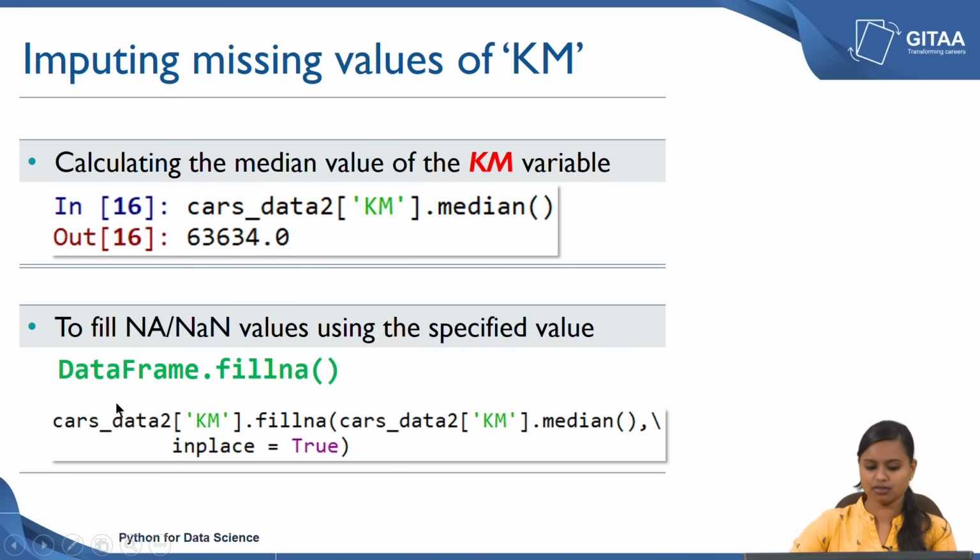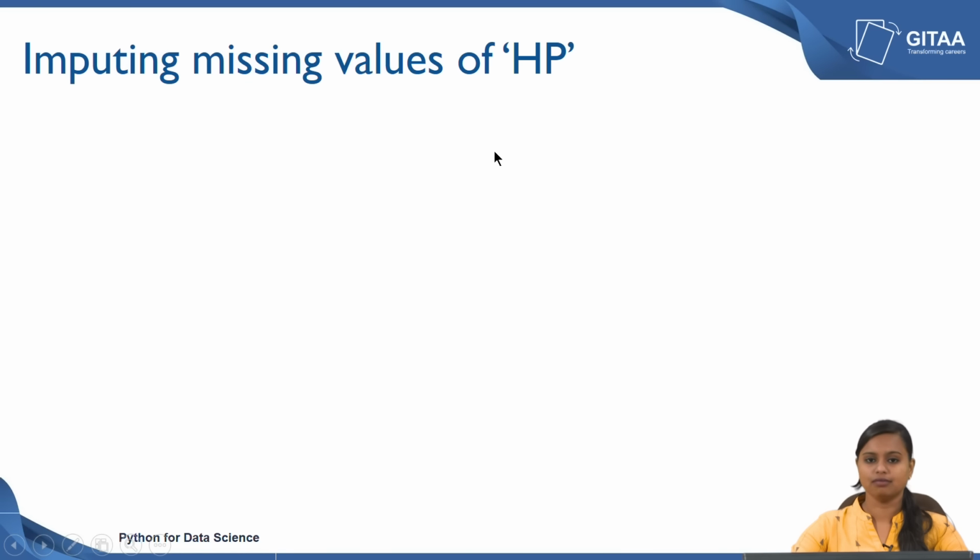So, now we will use this value to replace all the missing values. We are going to use the same function, that is fillna. I am going to apply the fillna function onto a data frame called cars_data_2 under the variable kilometer, and inside the function I have given cars_data_2 kilometer dot median, so that the median value will be calculated from the kilometer, and then that value will be used to replace all the missing values. I have given inplace equal to True, so that all the missing values will be replaced in the existing data frame itself.